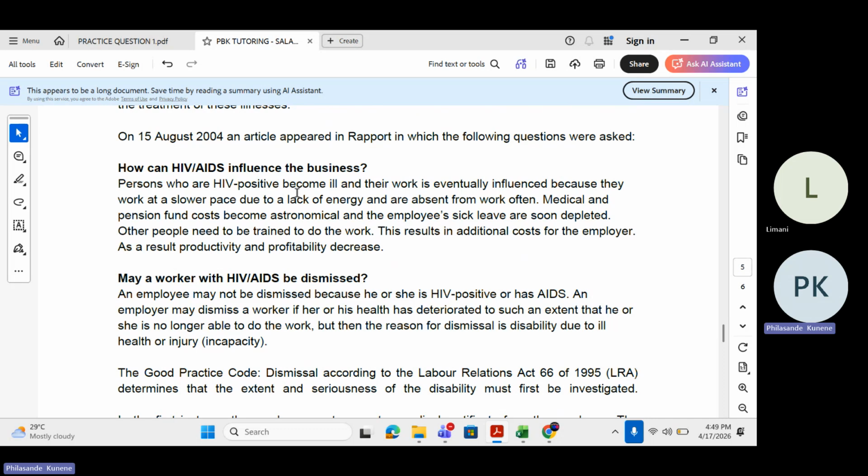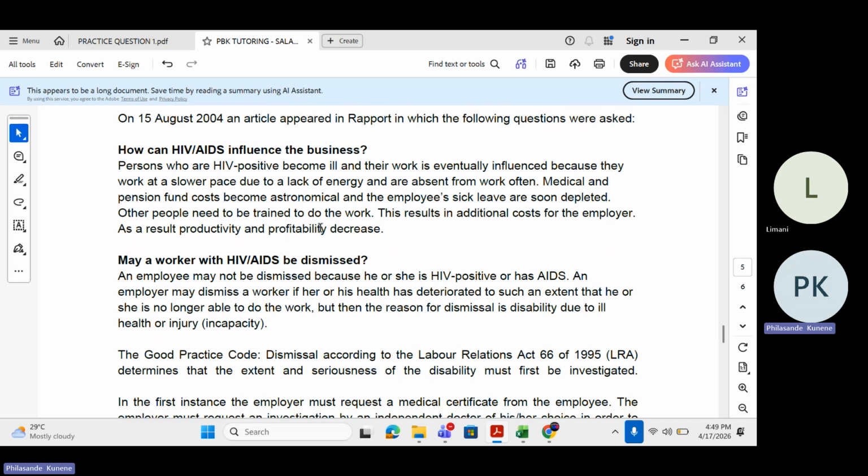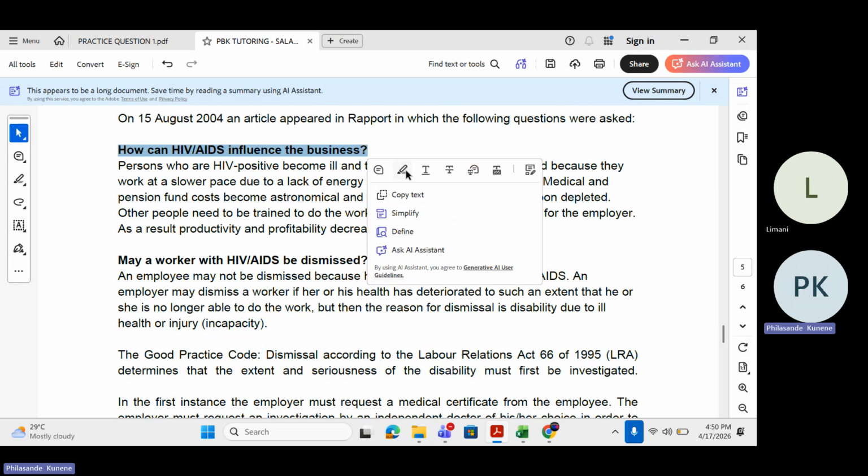So the businesses are trying to protect themselves to say everyone must join a medical aid so that when you get sick, you have an option to go to the hospital, right? How can HIV and AIDS influence the business?